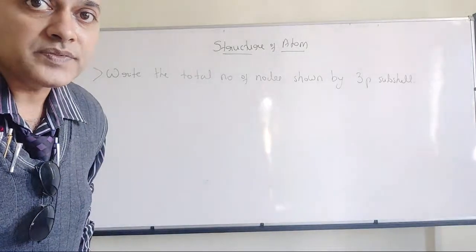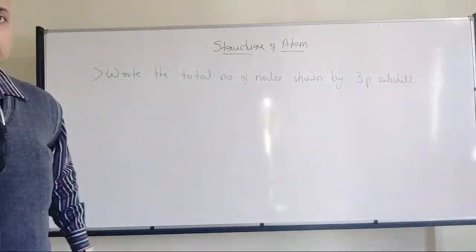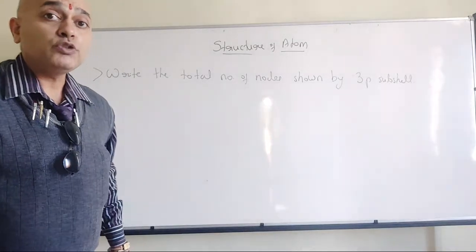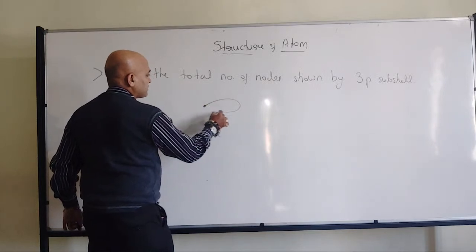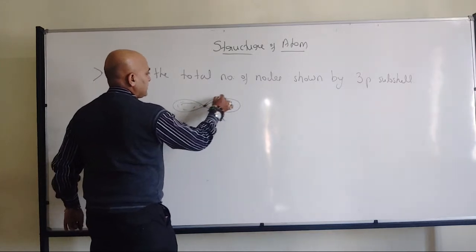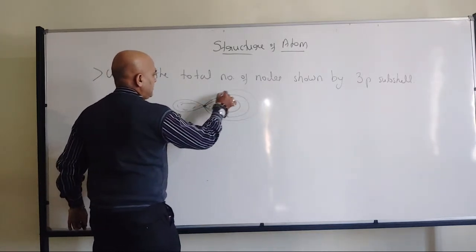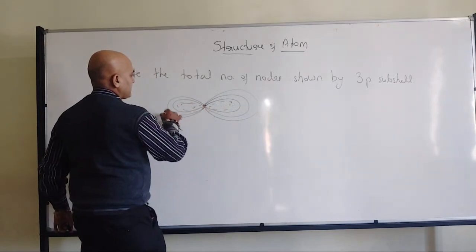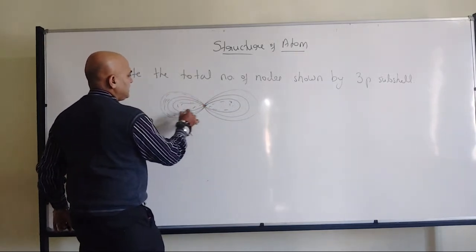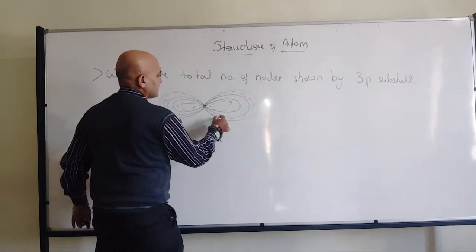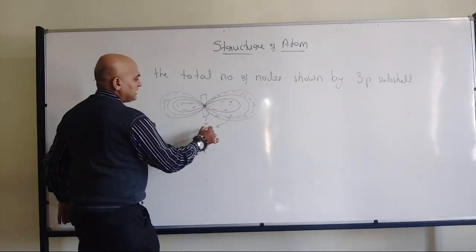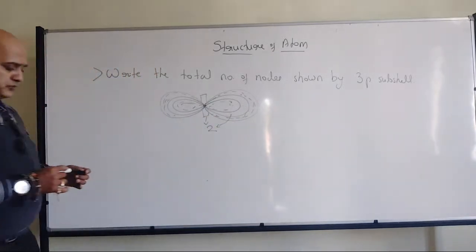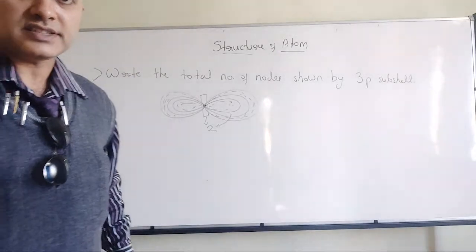Okay, Sanya. Okay, it will be 2 nodes. All of you will agree it will be 2 nodes. Very good answer. That is because just now I have shown this will be 2p. About this, it will be 3p. That means 1 angular node and 1 radial node. Total it will be 2. As she told. Very good answer.